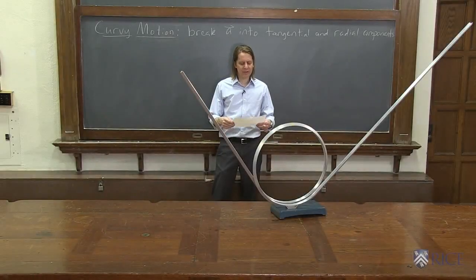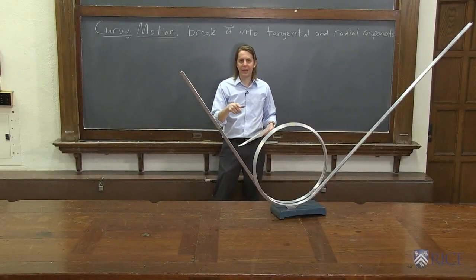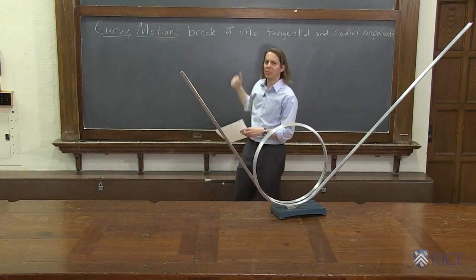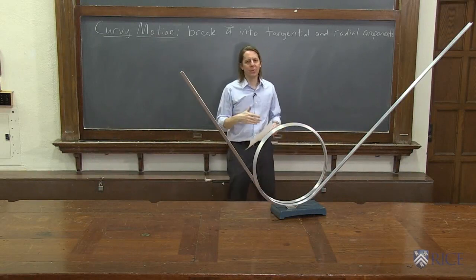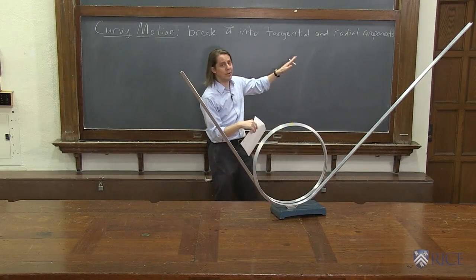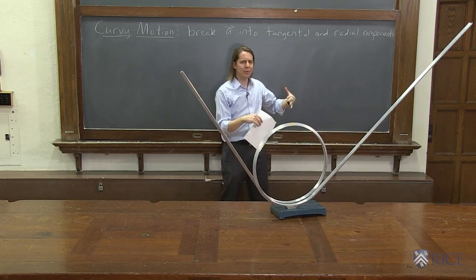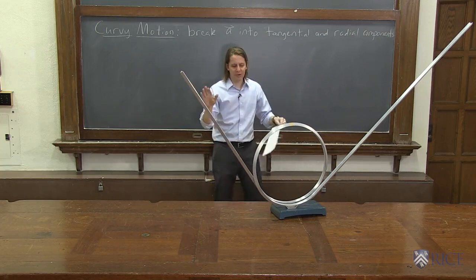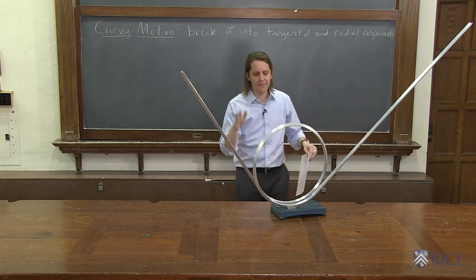So now we're going to abandon uniform circular motion and just talk about any curvy motion and how we think about the acceleration, because this really freaks people out. We break the acceleration into tangential and radial components, and doing that really bothers people. So first, let's just talk about the physical motion.